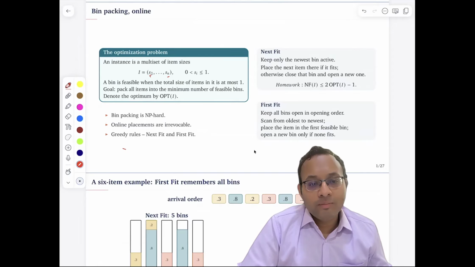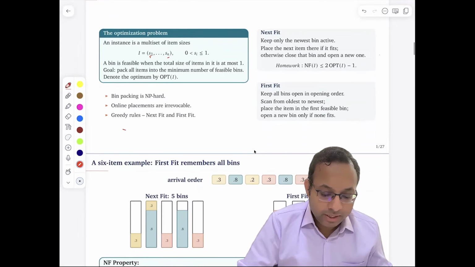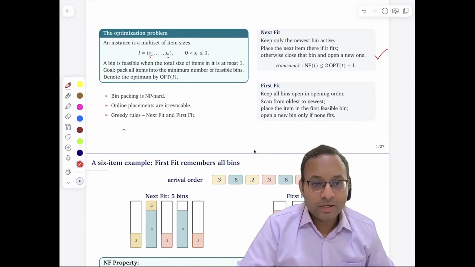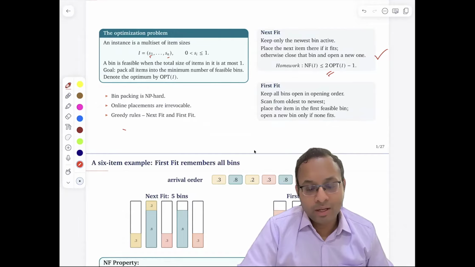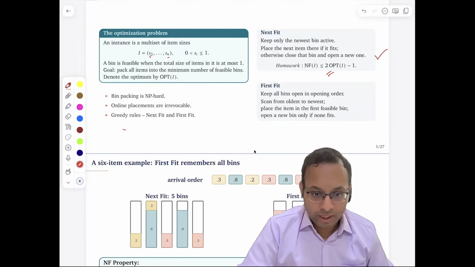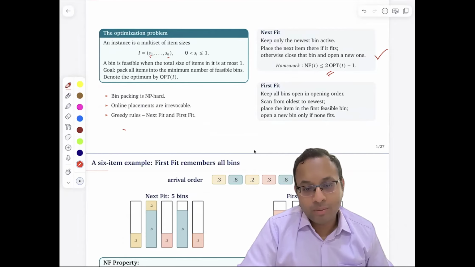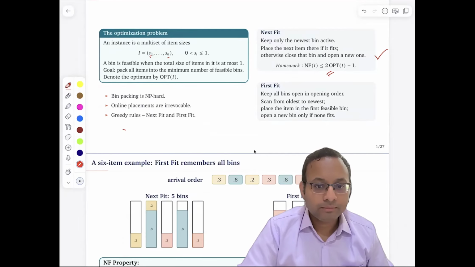We'll study the first two simple greedy rules. One is next fit, the other one is first fit. So let's see next fit first. It's kind of the simplest algorithm. You keep only the newest bin active, and once an item appears, you put it in that particular bin. If it can fit, it's fine. If not, then you open a new bin. And if you think a bit, it's quite easy to show it has a 2 approximation guarantee. That means NF(I), which is the number of bins required to pack items in I using the next fit algorithm, is at most 2 times the optimal number of bins for that instance minus 1.